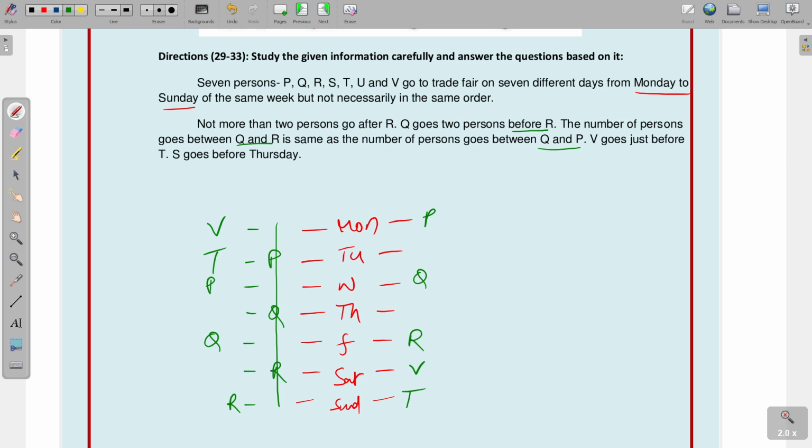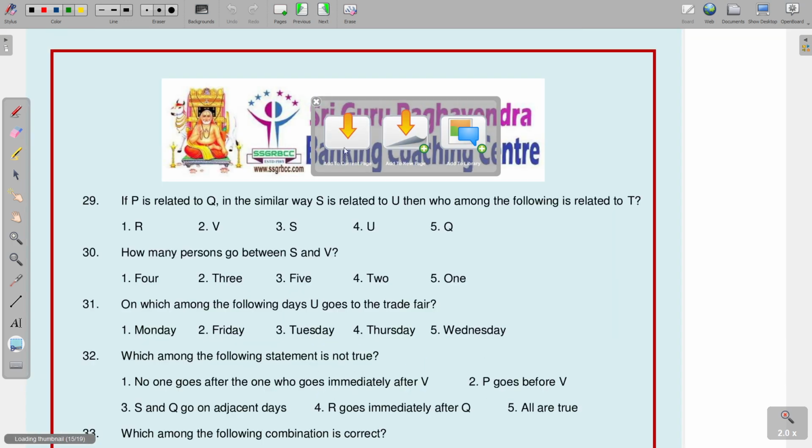This possibility is not correct. V goes just before T. S goes before Thursday. So here we don't have any place to fix S before Thursday, so S is placed here. The remaining one person is U. U is placed here. This is the final arrangement of the puzzle. Let us move on to the questions.